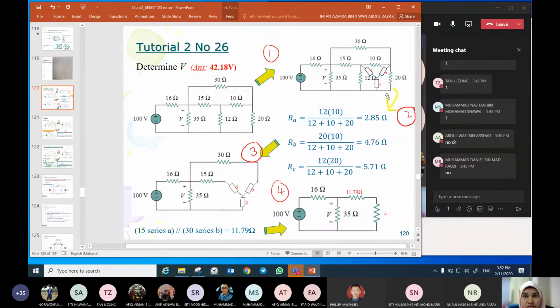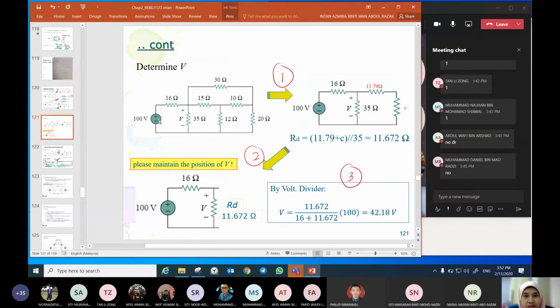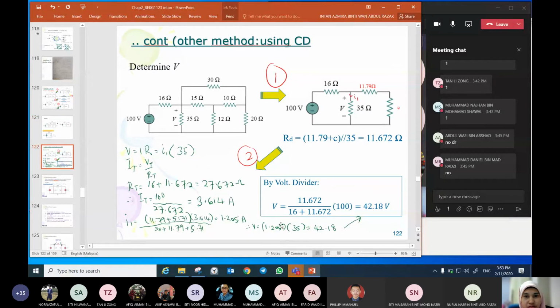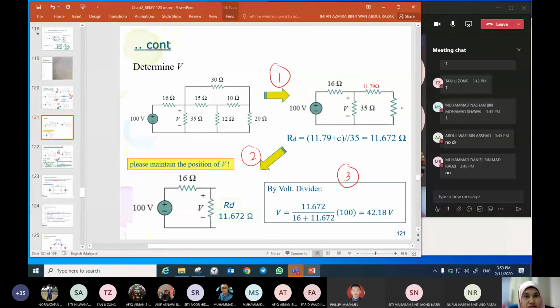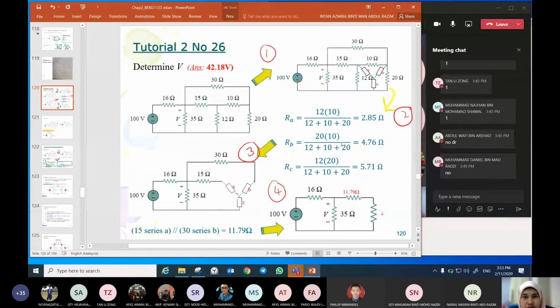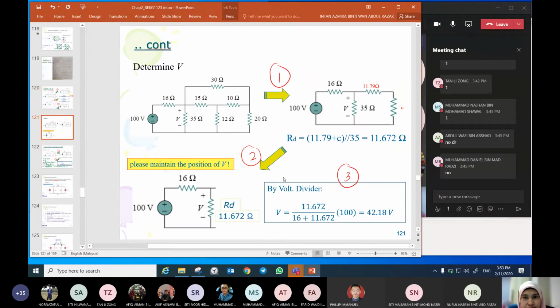We transform this delta to star, and then we use current divider, voltage divider. This one is voltage divider, or you can use current divider. Finally you get the answer 42.18. This is the method of star delta and voltage divider, right? Star delta and then voltage divider.